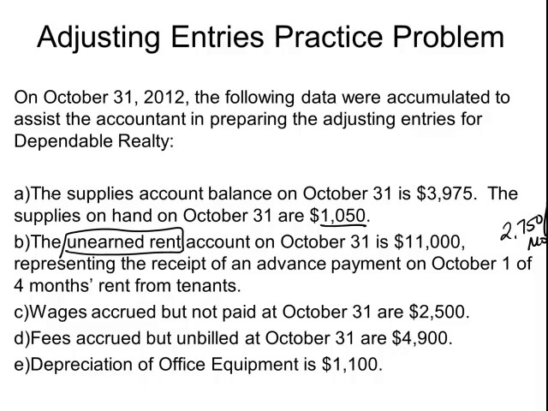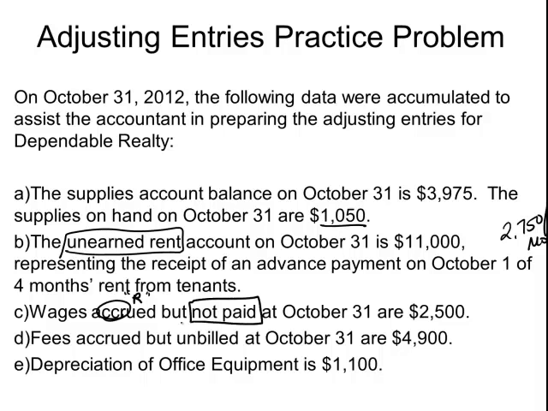All right, letter C, wages accrued but not paid at October 31st are $2,500. Okay, accrued. Remember I had the little rule with the R's? Accrued means earned or incurred. And in this case, we're talking about incurred wages. An expense has been incurred. And what this means is that our employees have worked, but we have not paid them.